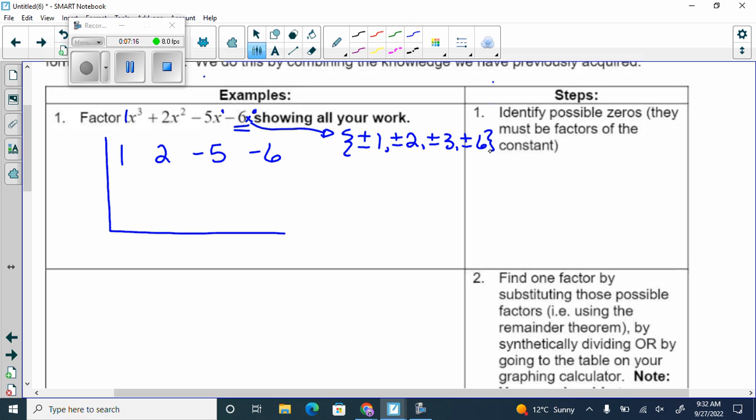What are we getting? -3. So I'm going to try that one. You could do any other ones. I'm going to go x equals -3 so that we know it's an x-intercept. And then I'm going to write x plus 3 above it because that's actually the factor. Remember, we work our way back to get the factor.